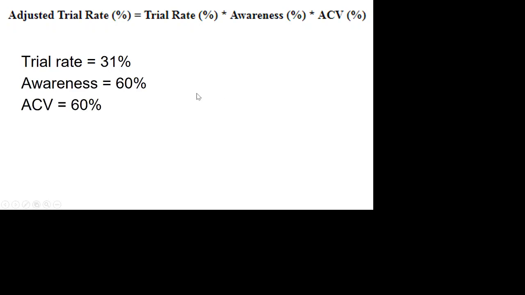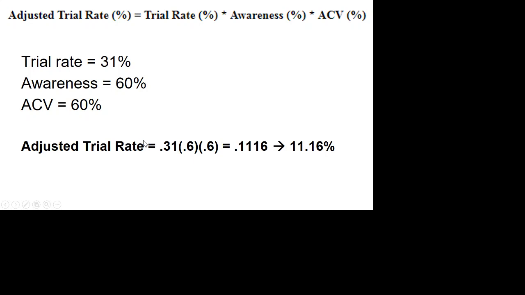Okay, the more retailers that do carry the product, the higher your sales are going to be, and trial rate is going to be, and all that good stuff. Okay, so let's assume the company has awareness of 60% and an all commodity volume of 60%. We're carrying our trial rate forward from the previous example. All you do is multiply these three together. So you end up with an adjusted trial rate of 11.16%, okay?